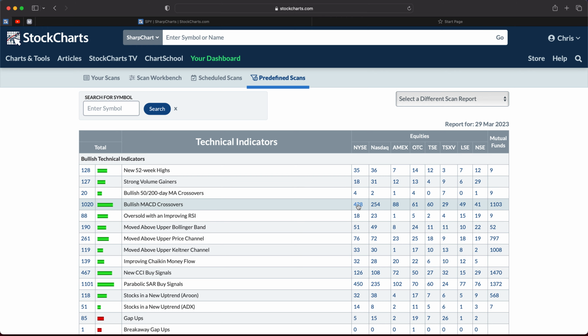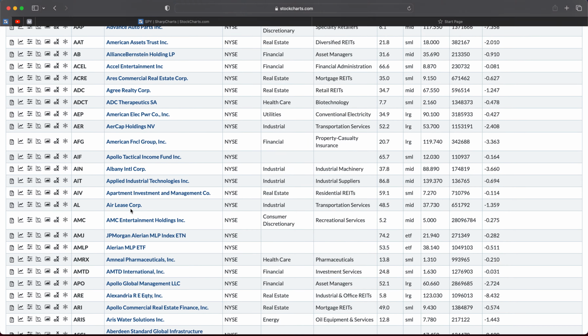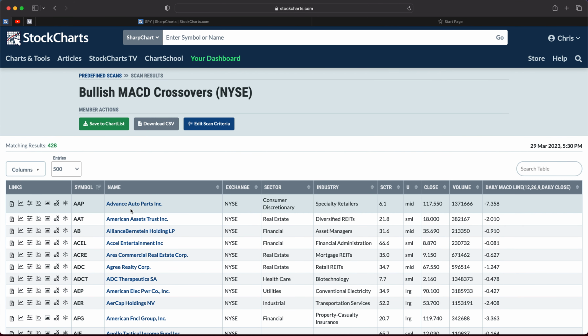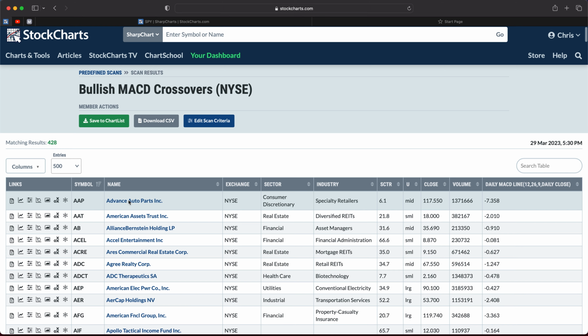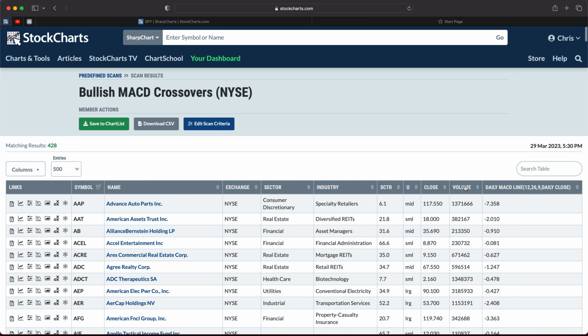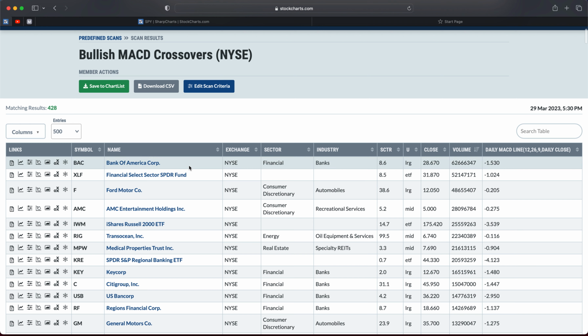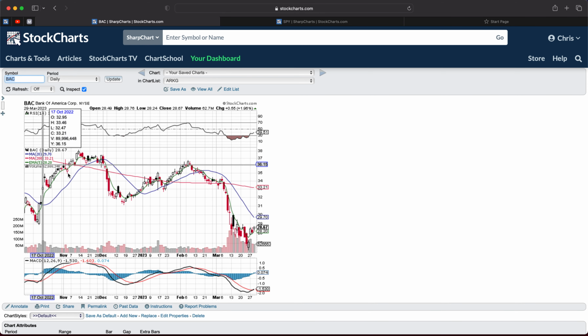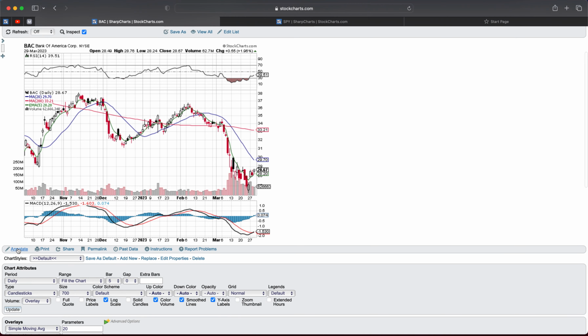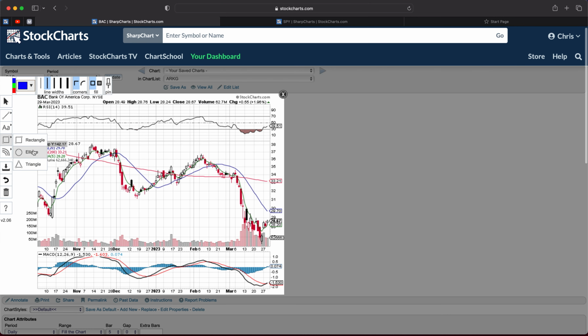So all you have to do is click on one of the numbers and you have a list in alphabetical order, right? This is how you can find your setups that you can trade. So you can go in alphabetical order, or what I like to do is filter this by the volume, and then go chart Bank of America. Boom. Now, the reason why this popped up on the list, the bullish MACD crossover, is the MACD right here.